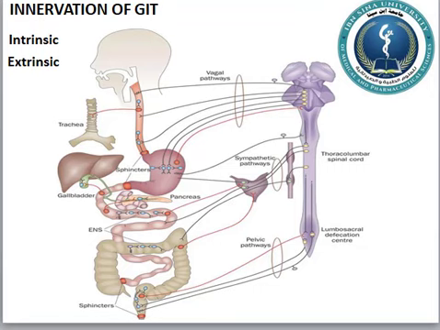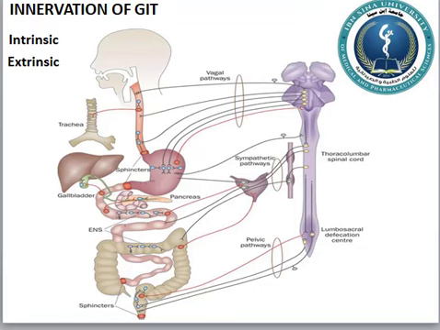Parasympathetic mostly stimulate or increase the activity of the GIT, while the sympathetic mostly inhibit the activity of the GIT. Another type of innervation of the GIT is called intrinsic. It is a unique part specialized for the GIT, called the enteric nervous system. It is a type of the autonomic nervous system. The autonomic nervous system is divided into sympathetic and parasympathetic, and also a different entity which is the enteric nervous system.